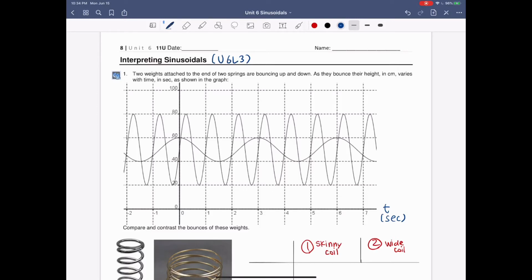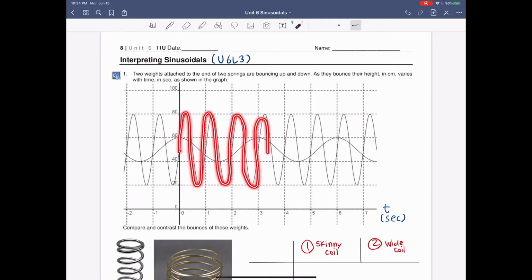Interpreting sinusoidals, Unit 6, Lesson 3, Question 1. Two weights attached to the end of two springs are bouncing up and down. As they bounce, their height in centimeters varies with time in seconds, as shown in the graph. So as you can see, one of the coils is going like this.